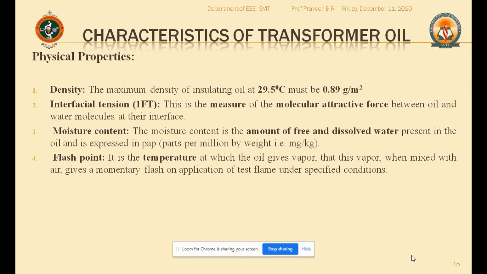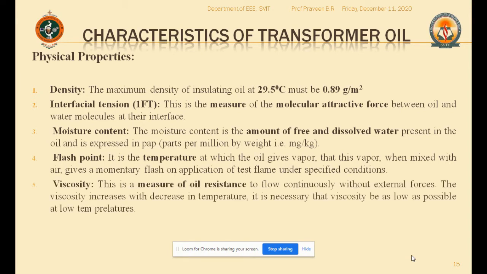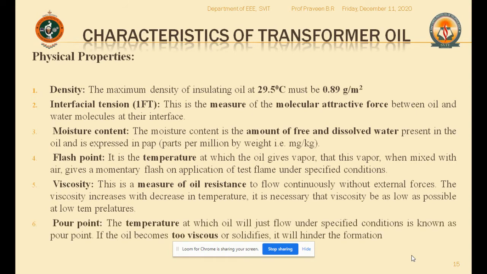Flash point, it is defined as the temperature at which the oil turns out to be vapor. And this vapor, when it mixes with air, it gives a momentary flash on the application of test flame under specific condition. So it should have a high flash point. Viscosity, it's a measure of the oil resistance to flow continuously without external forces. The viscosity will always increase when the temperature decreases. It is necessary that viscosity should be as low as possible at low temperatures.